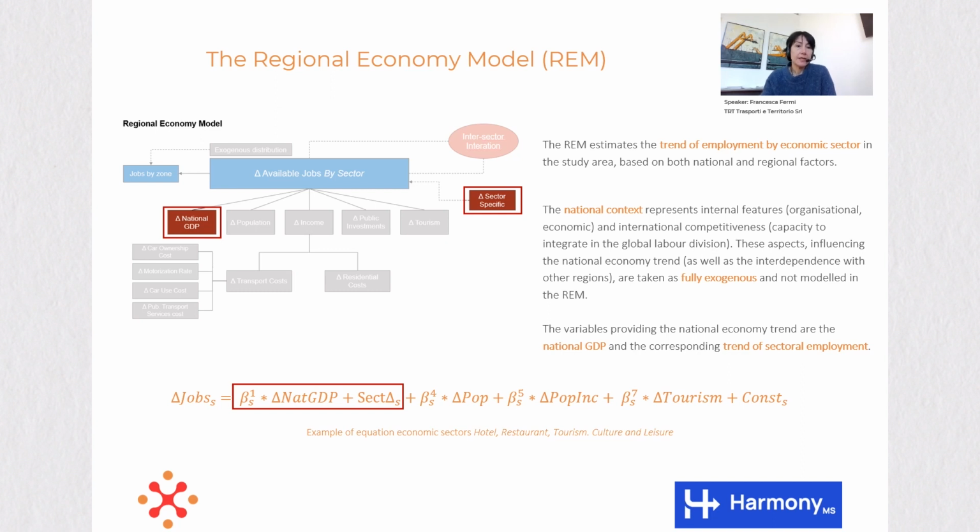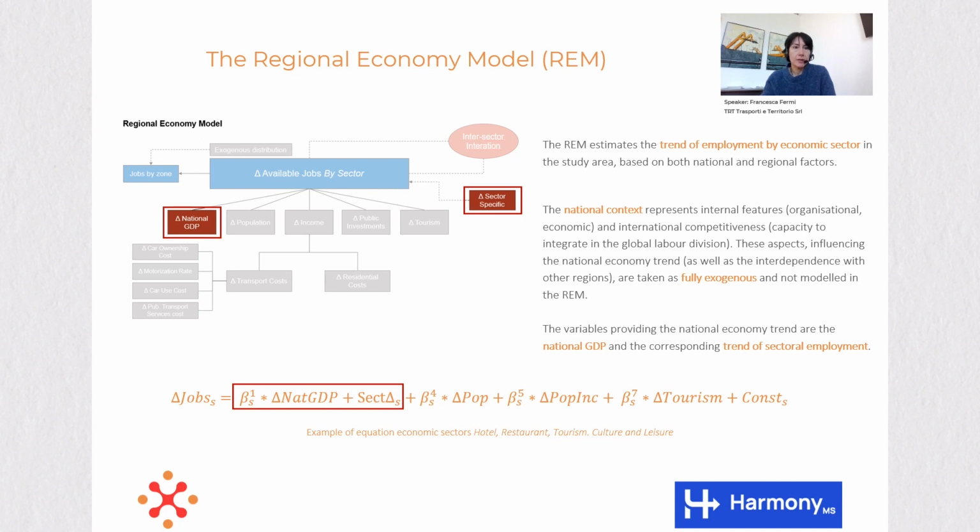The DFM Light model is used to estimate population and household trend and feeds the other socioeconomic models of the strategic level. First of all, the regional economy model. The objective of the model is to estimate the trend of employment by economic sector in the study area based on both national and regional factors.